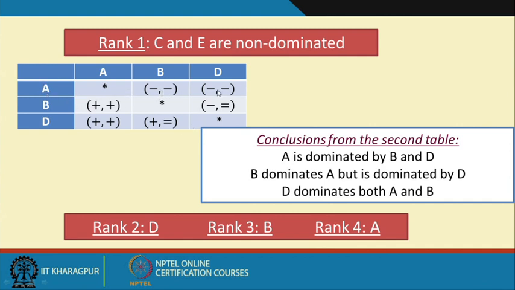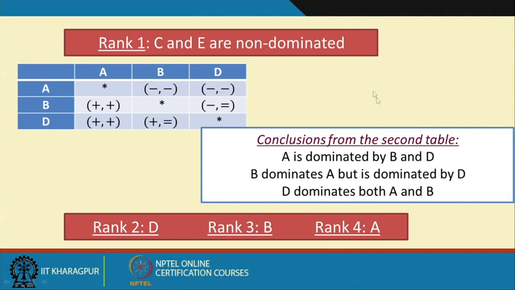That is why A must be in the last rank, and within B and D, if we compare, D is more preferable than B, because in B there is 1 minus. That is why I will put D here and A here. If I summarize everything together, we could group C and E together in one rank, second rank D, third rank B, and the fourth rank A. Okay? But nothing I could say this is the optimal solution.